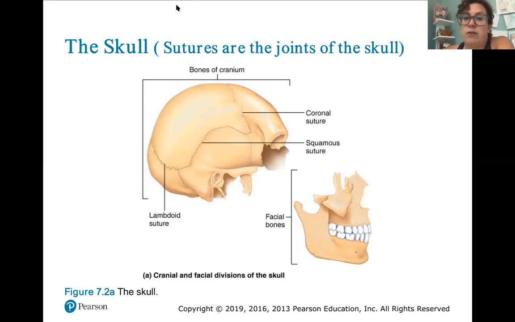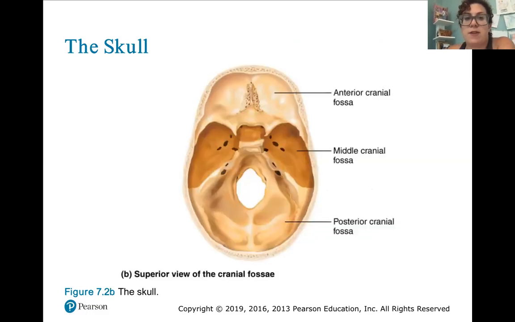So we have a coronal suture, which is where you would put your crown on. So if this is the anterior portion, this is the posterior portion. We have the squamous suture right here, and that divides your temporal bone from your parietal bones. We have the lambdoid suture right here, which separates the occipital bone from the temporal bone and the parietal bone. And then we have facial bones. So these are the skull, and this is the actual facial bones. We'll go into that more in depth.